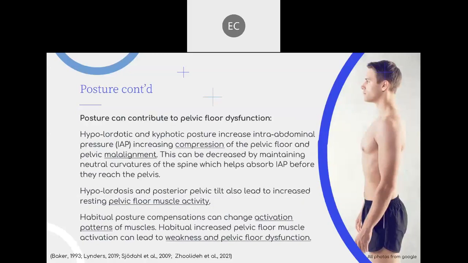So posture can contribute to pelvic floor dysfunction. Hypolordotic and kyphotic posture increases intra-abdominal pressure, which increases compression of the pelvic floor and increases pelvic malalignment. However, this can be decreased by maintaining neutral curves of the spine, which helps absorb intra-abdominal pressure before it reaches the pelvis. Hypolordosis and posterior pelvic tilt can also lead to increased resting tone of the pelvic floor muscles. And we know that with habitual posture, compensations can change activation patterns of muscle, and habitual increased pelvic floor muscle activation can lead to weakness and pelvic floor dysfunction.